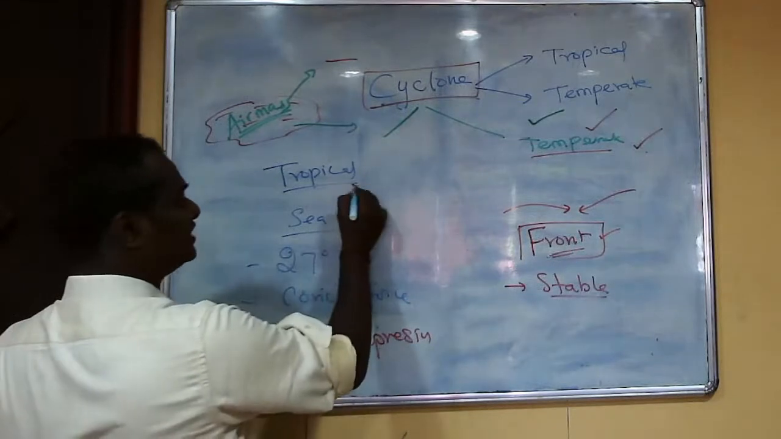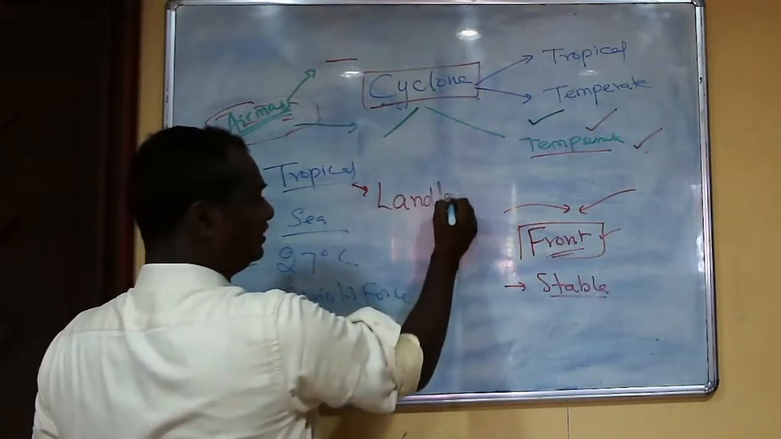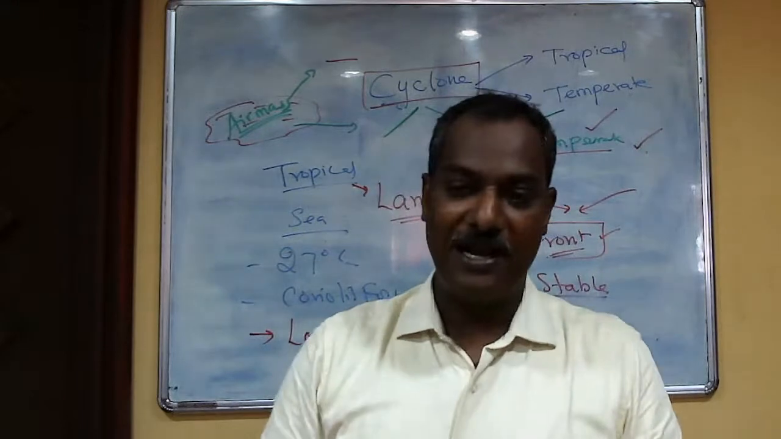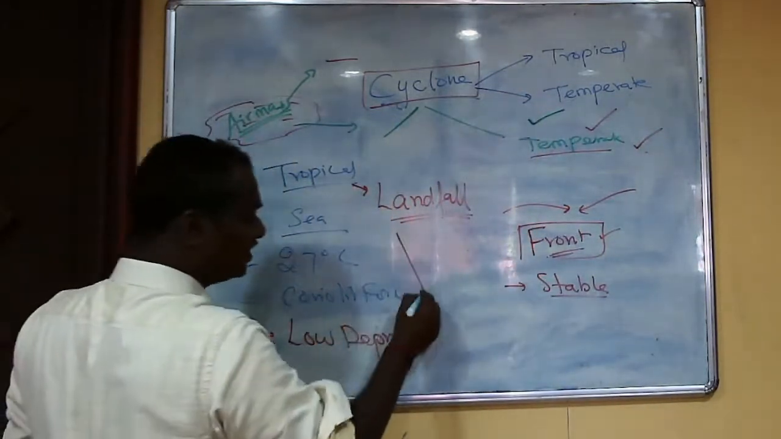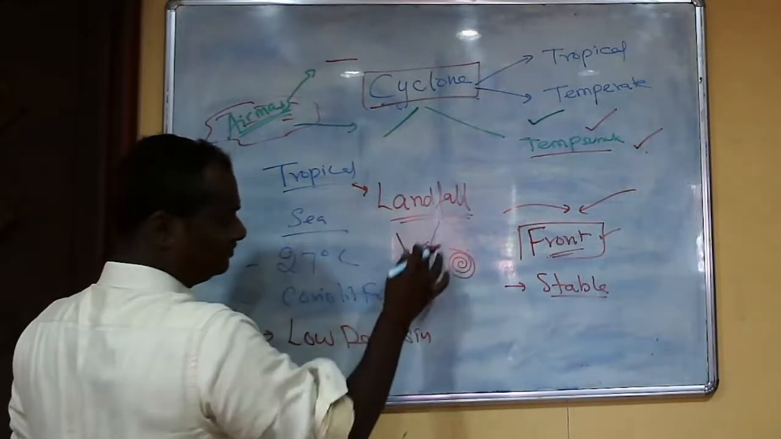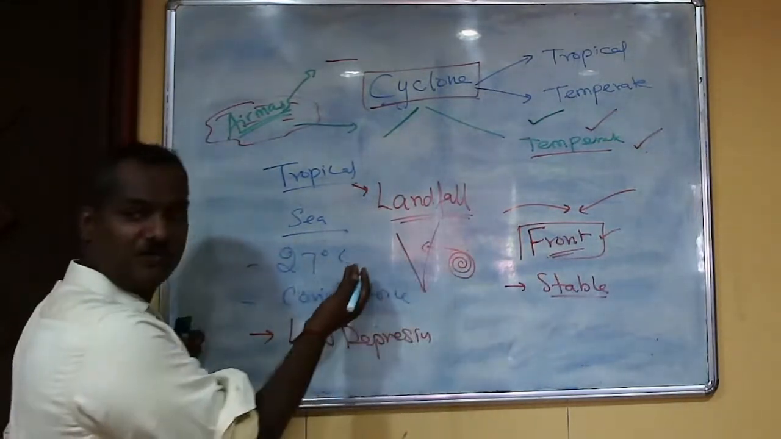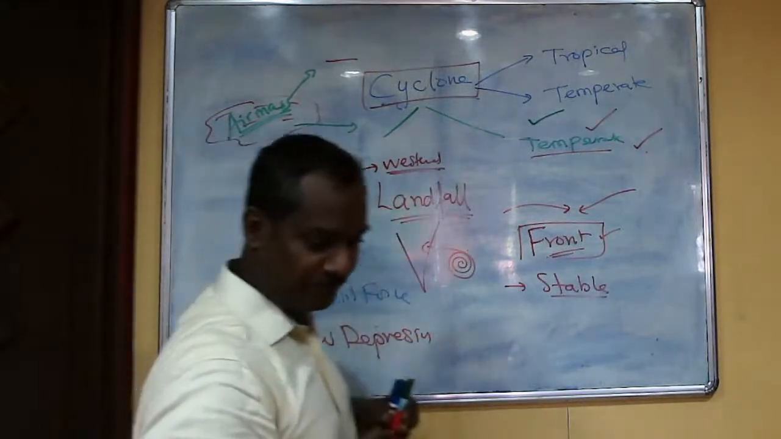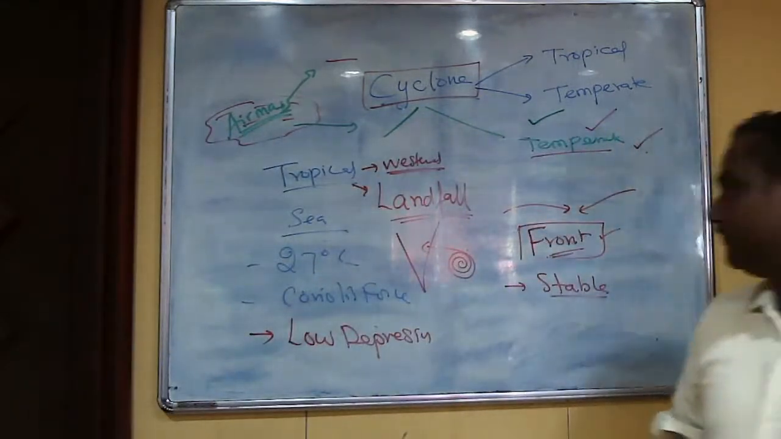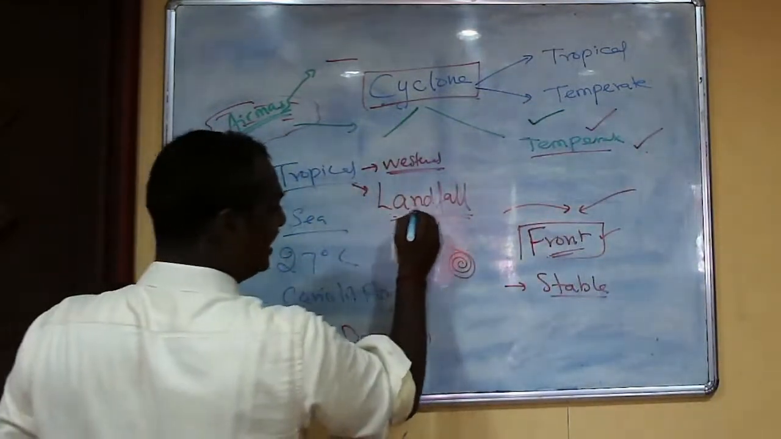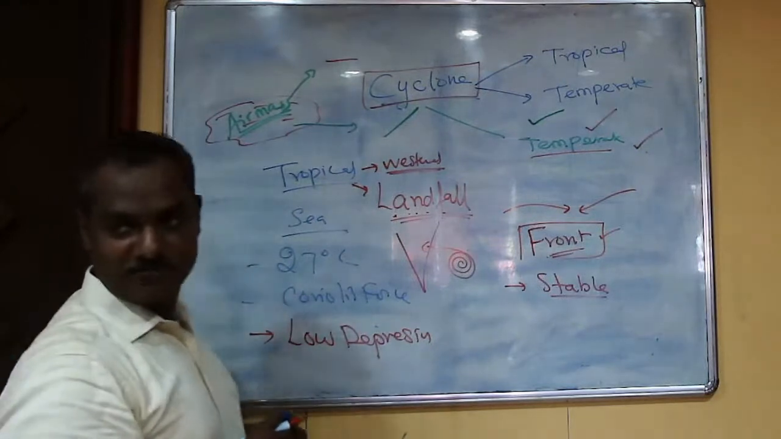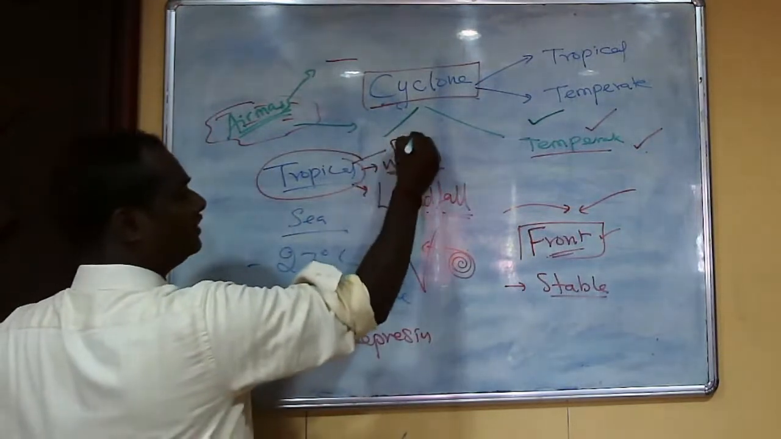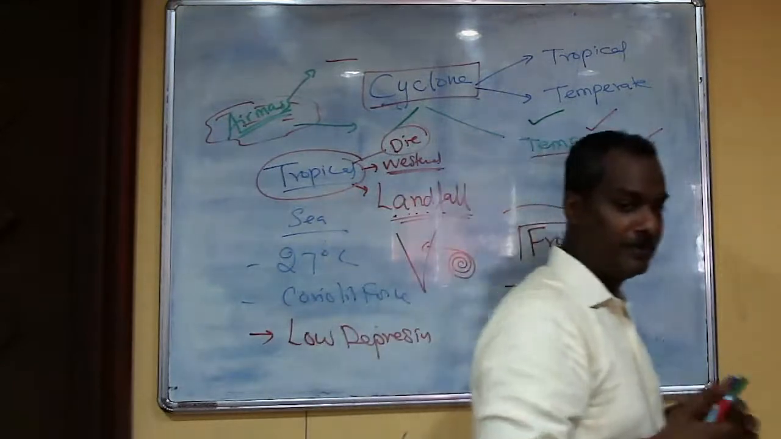But as far as tropical cyclone is concerned, there is something called landfall. Tropical cyclones do a landfall. What does landfall mean? Once the cyclone is formed, it will move towards the land. For example, Odisha, Andhra Pradesh, in the Bay of Bengal, it moves towards the west. So tropical cyclone will move westward. Once it touches the land, we call that phenomenon a landfall, and once it touches the land, the cyclone will die.